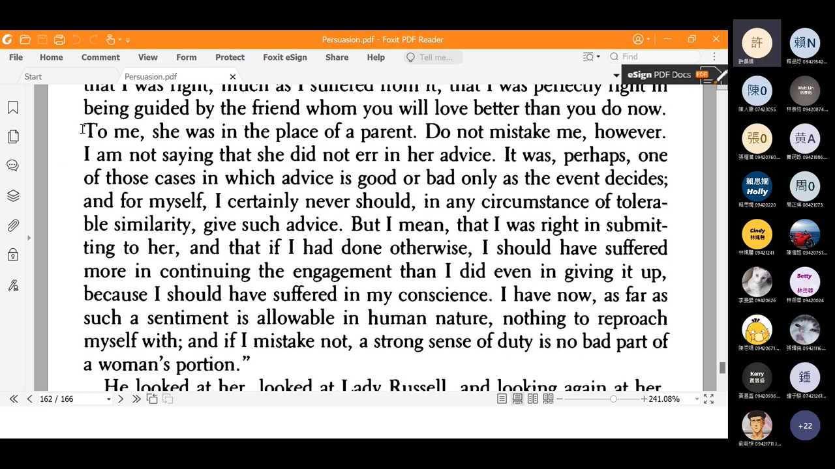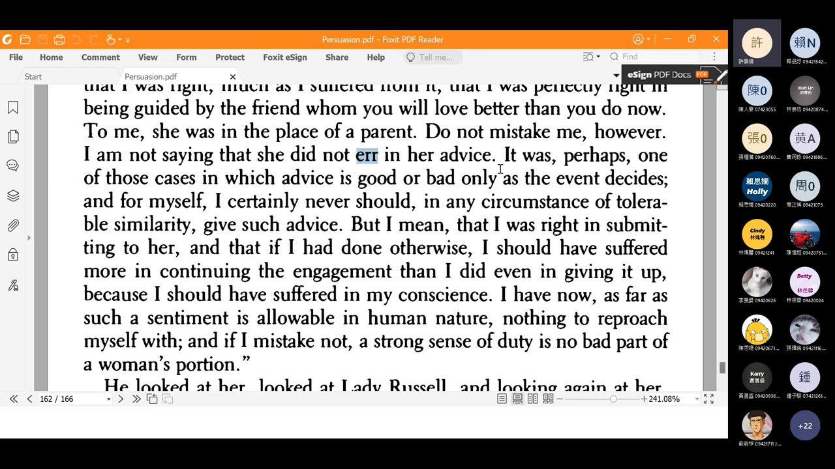So why does Anne think this? Why does she think it was right to listen to Lady Russell, even though it caused her suffering? To me, she was in the place of a parent. She was like my parent. Do not mistake me, however, 别误会了. I am not saying that she did not err in her advice. Err means to make a mistake. So Anne admits that Lady Russell's advice was bad advice.